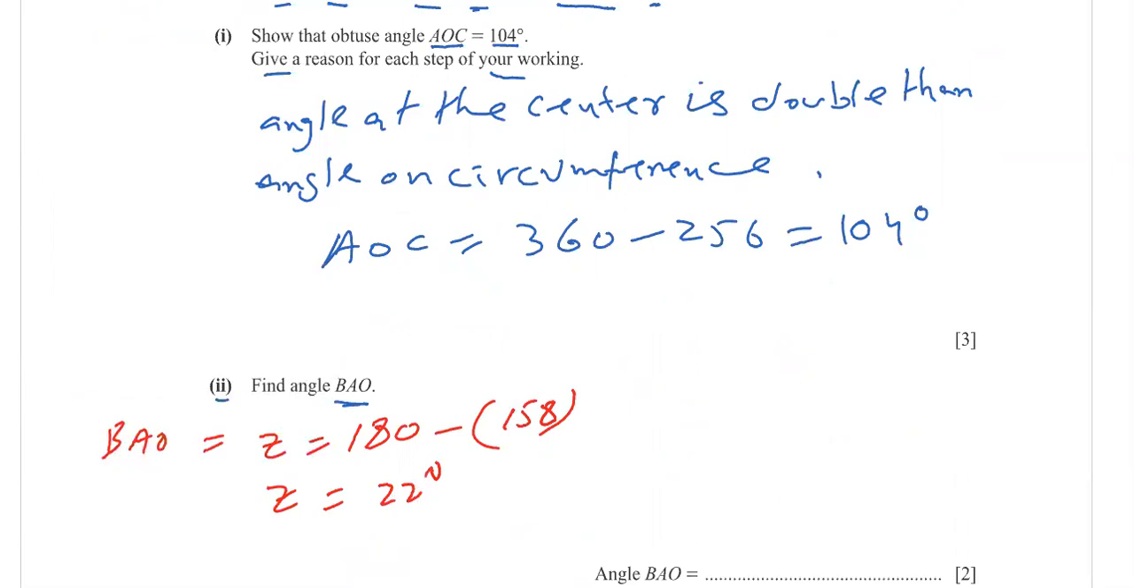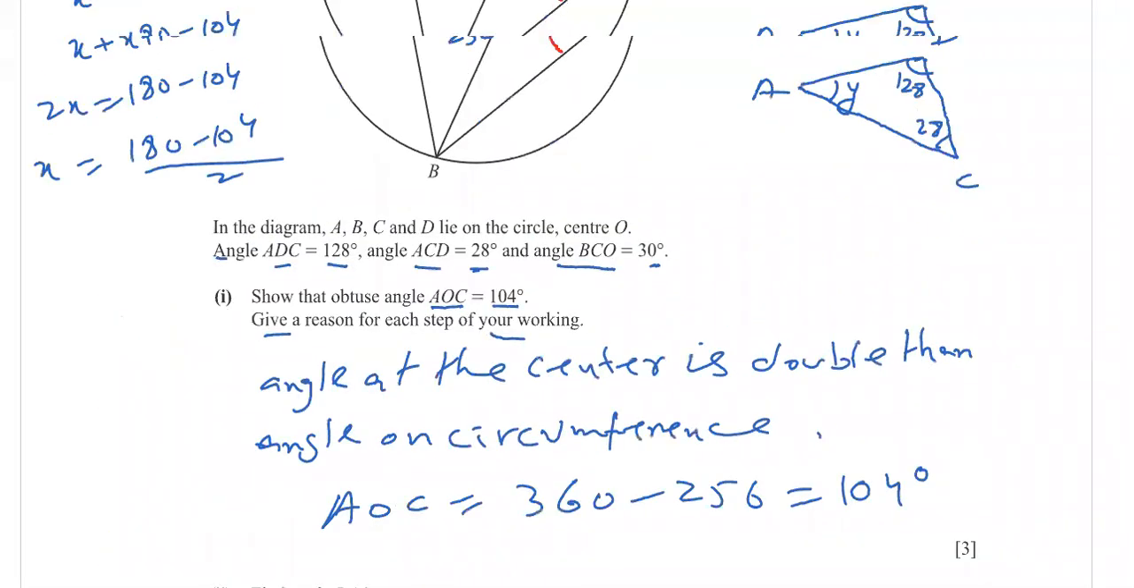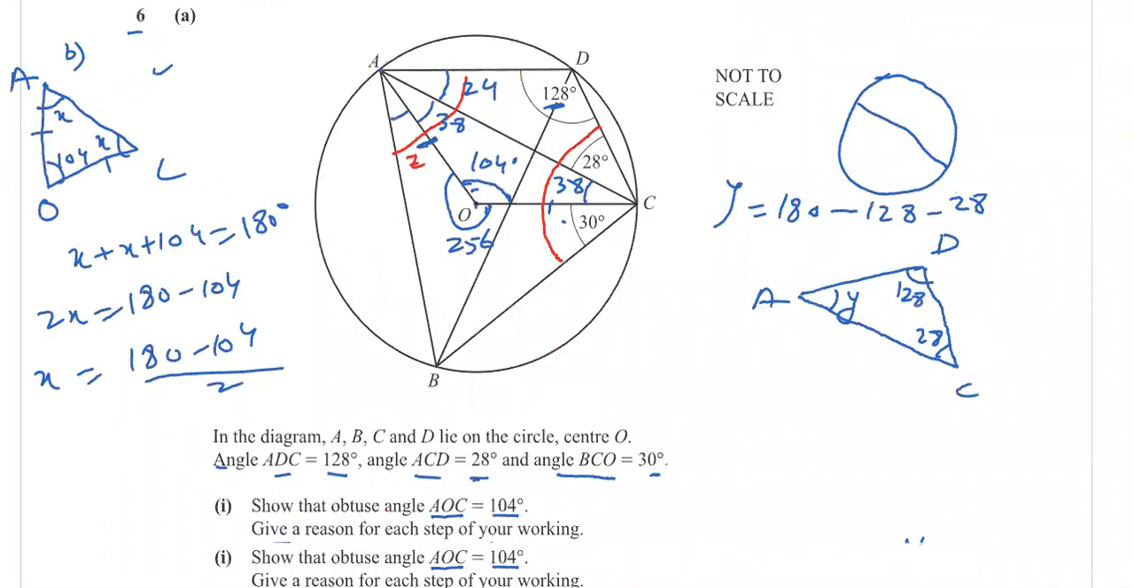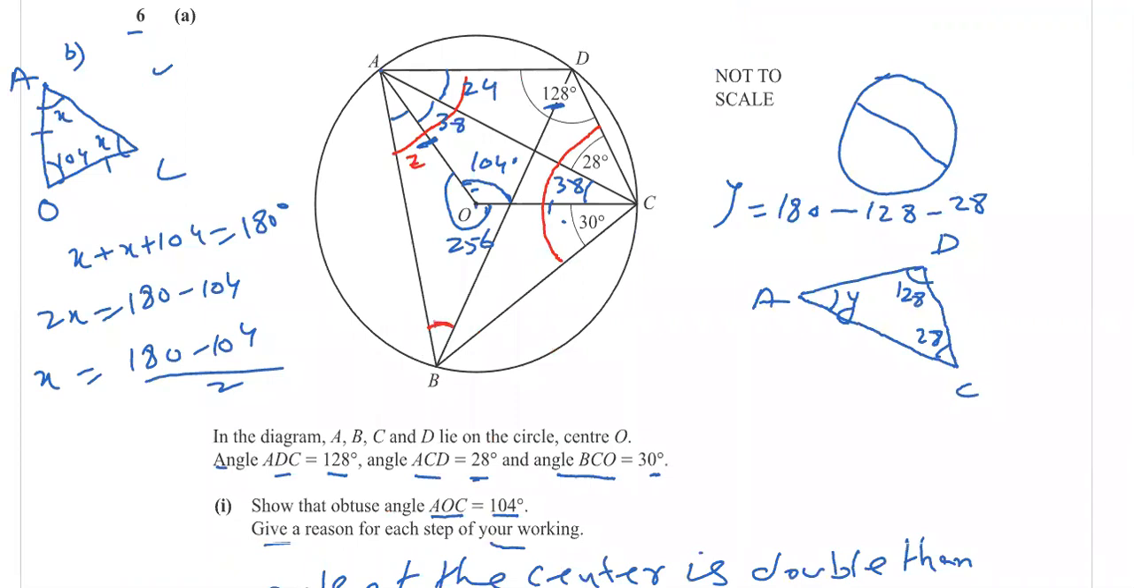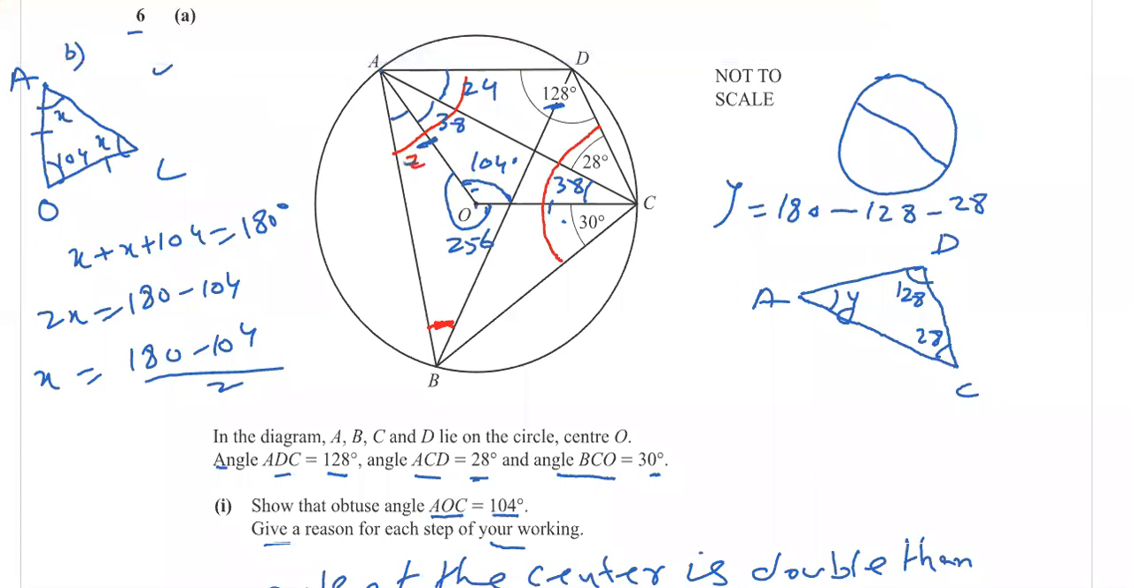And now for part 3, find the angle ABD. We have to find the angle ABD. Where is angle ABD? This one. This angle we need to find. Now we know that this one is also 22. Here I will just replace it with 22 degrees. Somehow if I manage to find this angle, then I can do it easily.